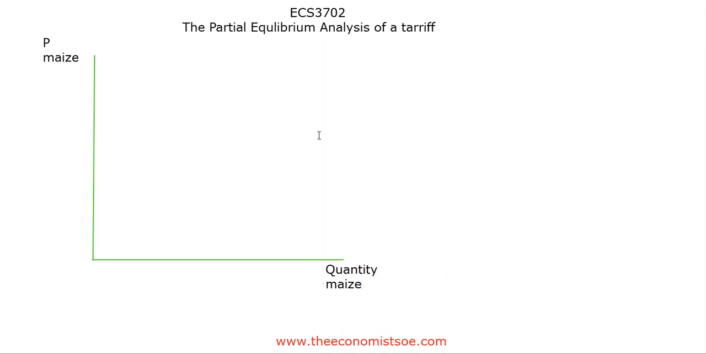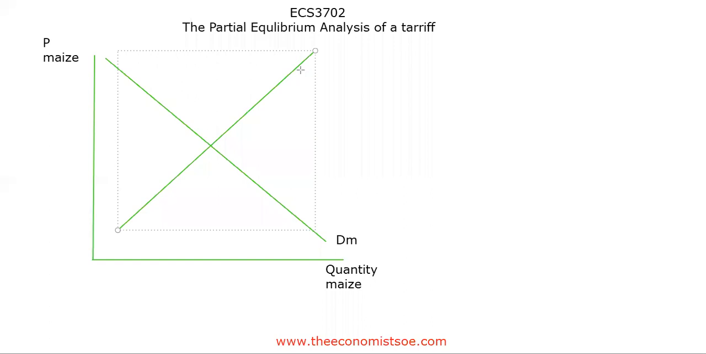Okay, we have domestic demand. This is domestic demand of maize, so we'll denote it by DM. M for maize. We have domestic supply. This is also domestic supply of maize, so I'll denote it by SM.